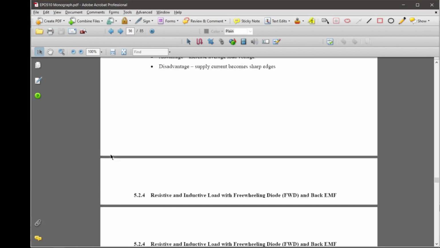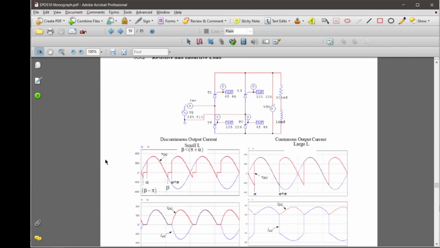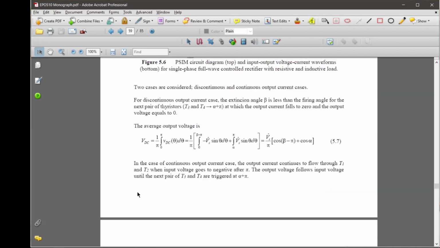Okay, so let's go to the resistive inductive load. Go back to that node. First we look into the output voltage equation. To find the output voltage equation, you just need to integrate this portion and then that portion. There are two integrals. One is from 0 to beta minus pi, and it is the negative of that equation, isn't it? So this equation is V peak sine theta, and in this case you have minus V peak sine theta, minus V peak cos theta. That's why you have this equation.